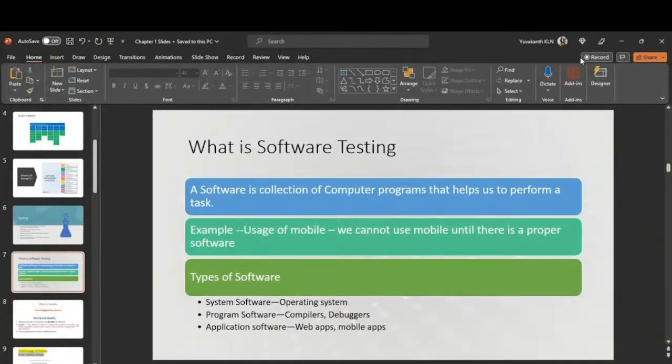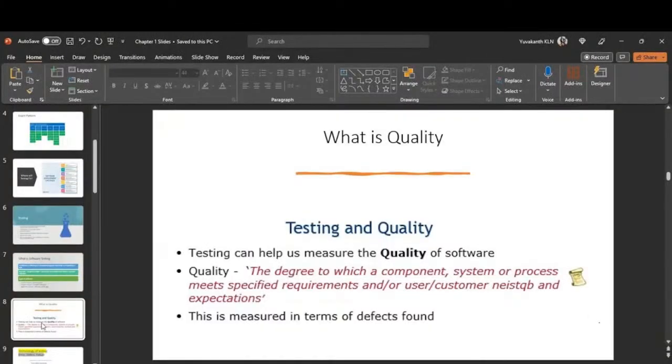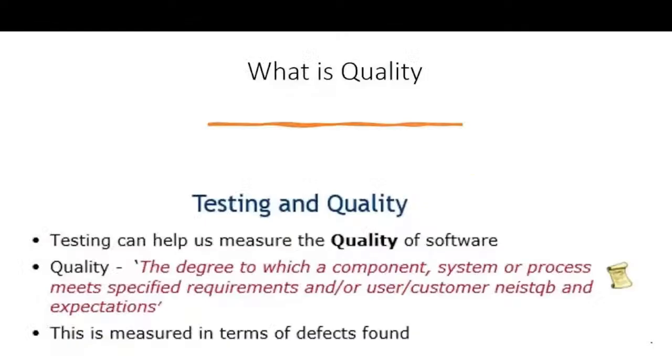So what is the role that testing plays in giving a quality product? Now we will see what is quality. Testing can help us measure the quality of a software. So how will we do that? Testing will help us to measure the quality.